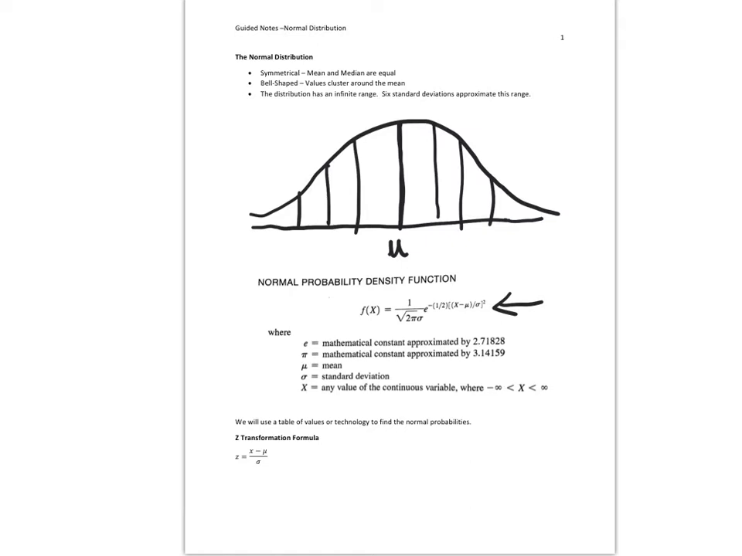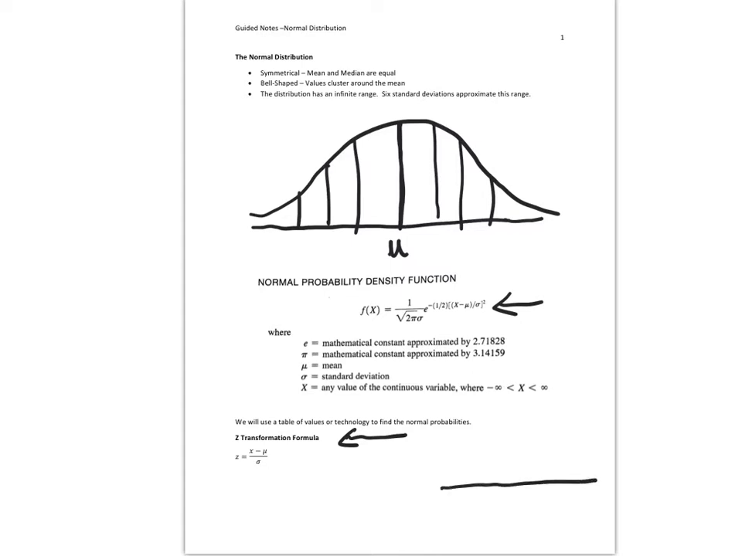Now, your x is the value for the probability that you're trying to find, and that's a real world x. Before we can use the table, we have to change that to number of standard deviations. And the way we do that is through this z transformation formula. So z is x minus mu divided by sigma, and mu and sigma will be given.